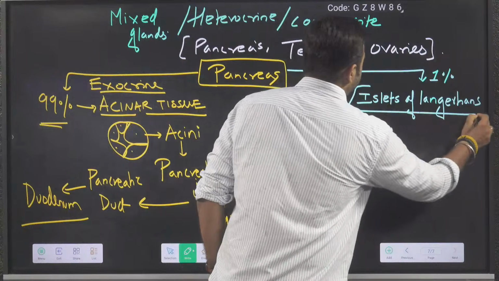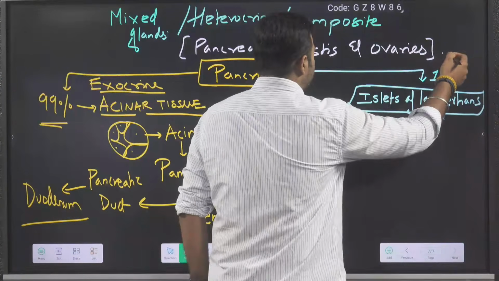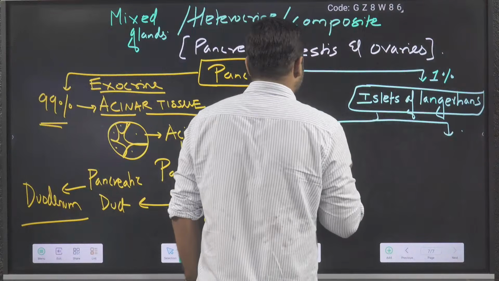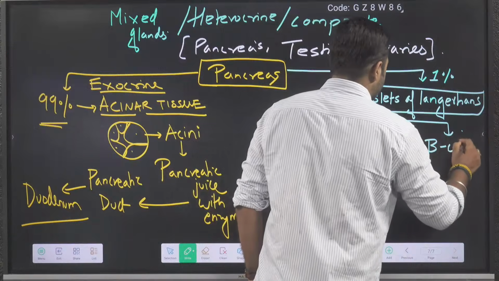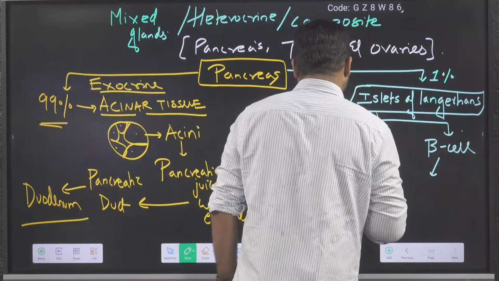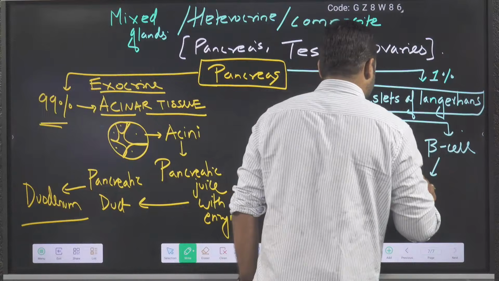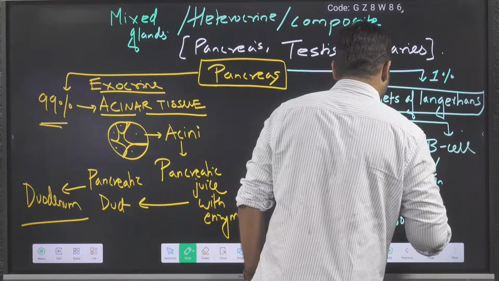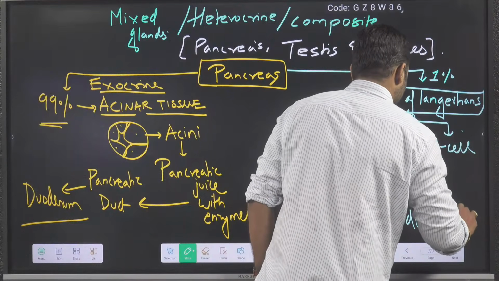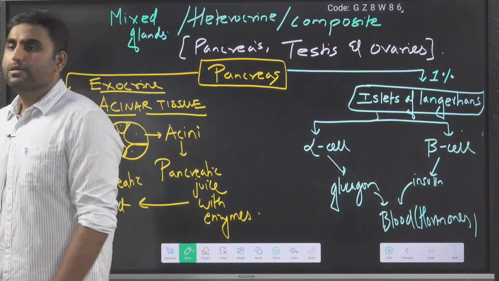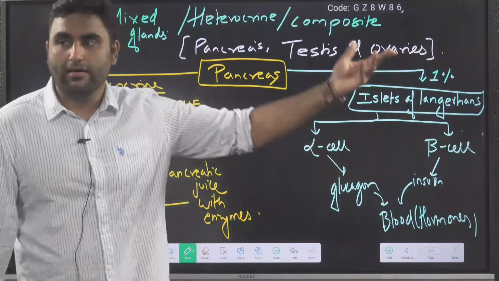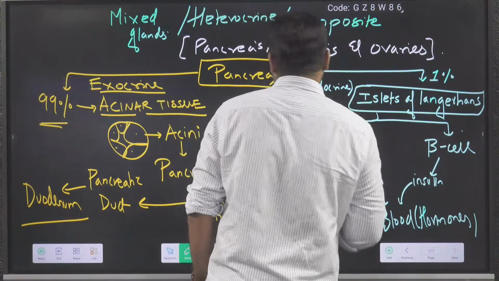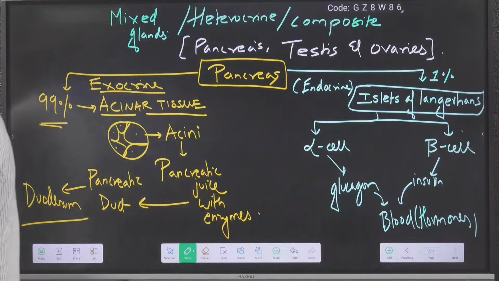So islets of Langerhans make up 1%. 1 to 2 million cells are there. In this we will study two types of cells: alpha cell and beta cell. Alpha cell and beta cell produce glucagon and insulin respectively. That is secreted in the blood, and they are hormones. So this part of the pancreas is the endocrine part.